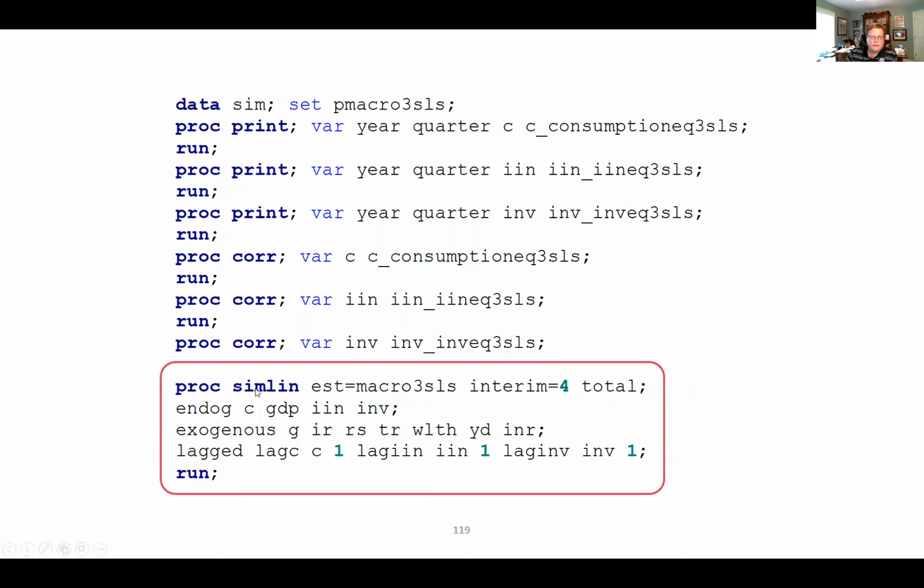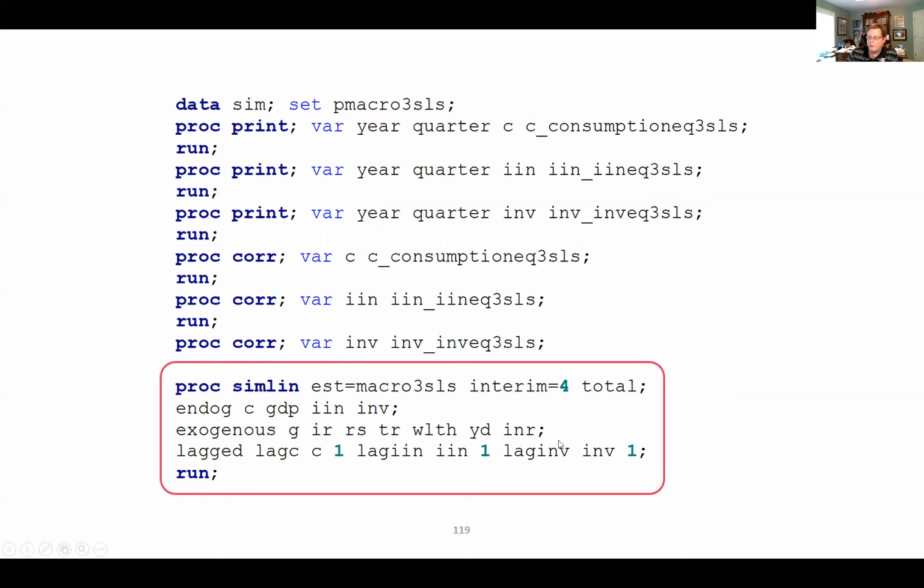And now to get the analytically derived reduced forms, because now we have the added dimension or complex element here dealing with lagged endogenous variables, we get the same setup here: endog, the 4 endogenous variables, the 7 exogenous variables, but now we need to specify lagged variables. So we have lag of C, and 1 means of order 1, lag of IIN of order 1, etc.